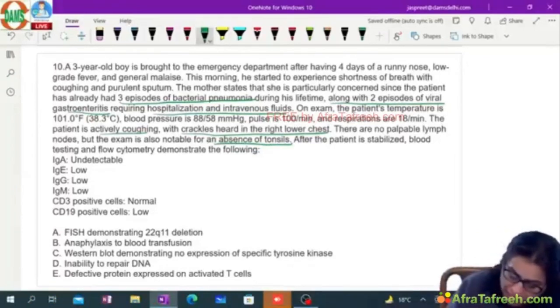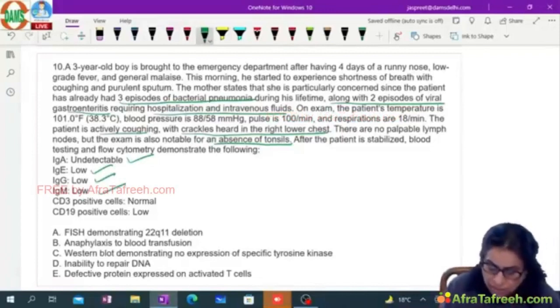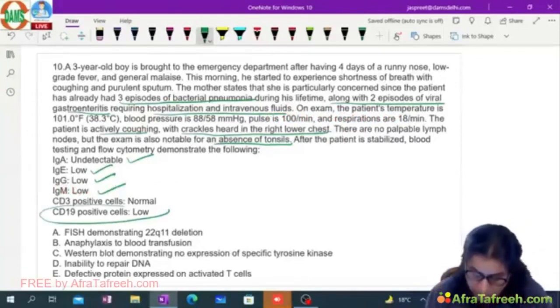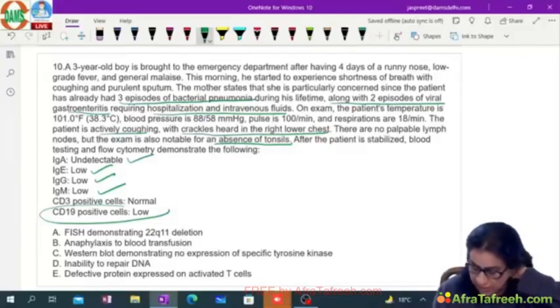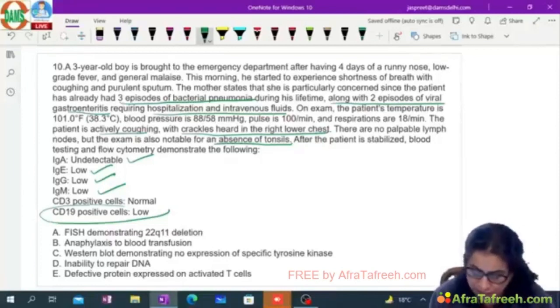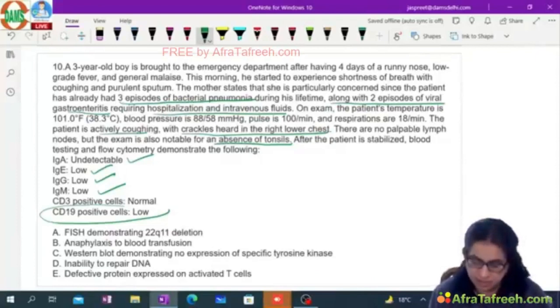Blood testing and flow cytometry shows IgA is undetectable. IgE is very low. IgG is very low. IgM is very low. CD3 positive cells are normal. CD19 positive cells are reduced. Okay. Options: FISH demonstrating 22q11 deletion. Anaphylaxis to blood transfusion. Western blotting demonstrating no expression of a specific tyrosine kinase. Inability to repair DNA. Defective protein expressed on T cells.